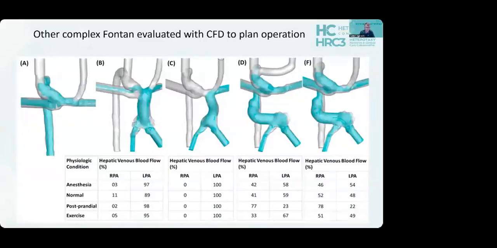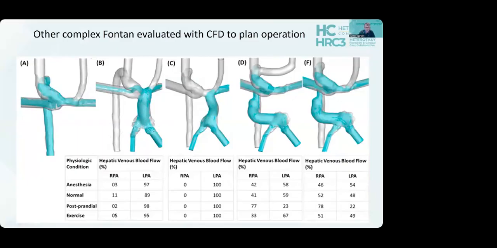the other challenges we see in these complex single ventricle patients with heterotaxy. This patient also had an interrupted IVC and azygos continuation, but with bilateral superior vena cava, which is a really challenging situation and what to do.